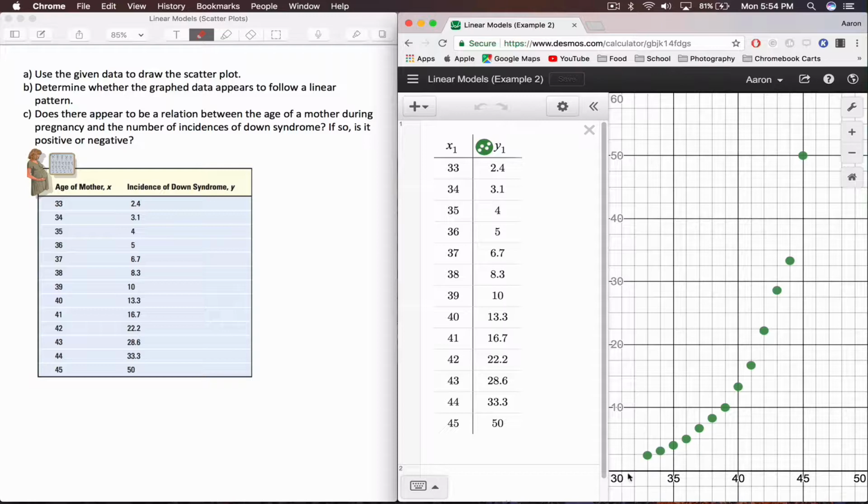We can see that as the age of a mother increases, the number of incidences of Down syndrome seems to be increasing rather rapidly. It almost looks like it's following some exponential curve. So it is not linear, but there does appear to be a relation between the age of a mother and the number of incidences of Down syndrome. And it appears to be a positive relationship, right? As the age of the mother increases, so too do the number of incidences of Down syndrome.